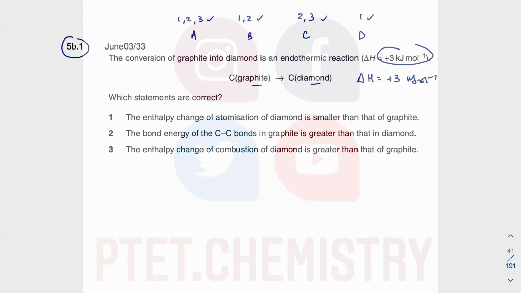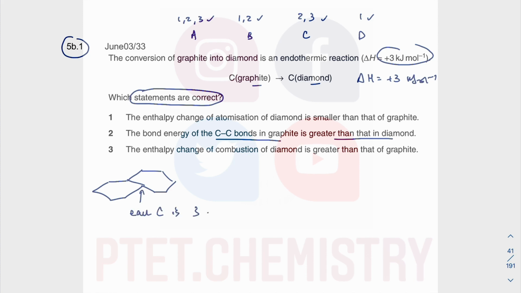Okay, so if we go straight to number 2 first, so the bond energy of the carbon-carbon bond in graphite is greater than that in diamond. They're asking for correct statement. Which of the following are correct statement? If you think about graphite, so graphite is like that. Each of the carbon, so they are continuous network, okay? Each of the carbon is a 3 bond pair and 0 lone pair. So there is a carbon sp2 hybridization.